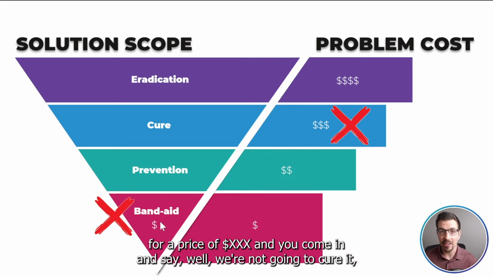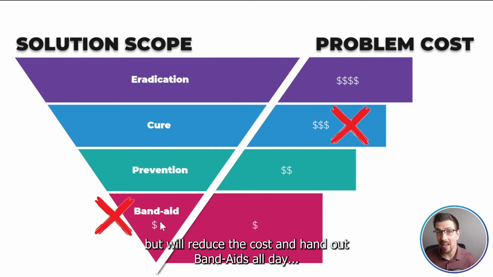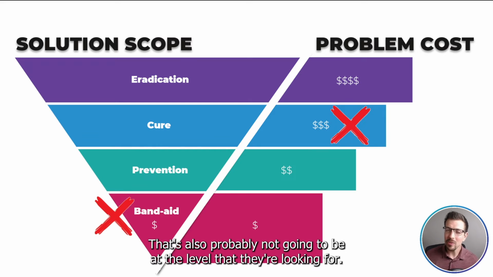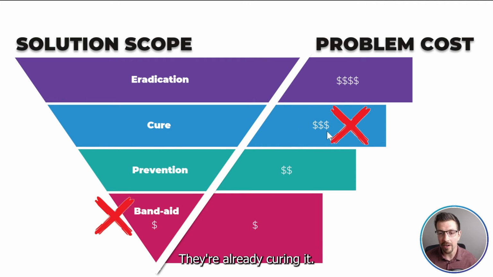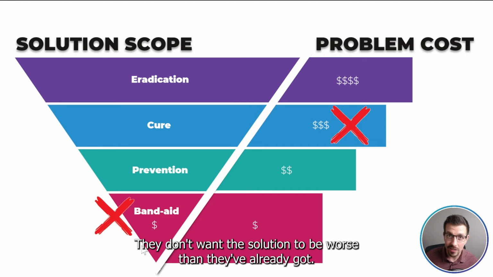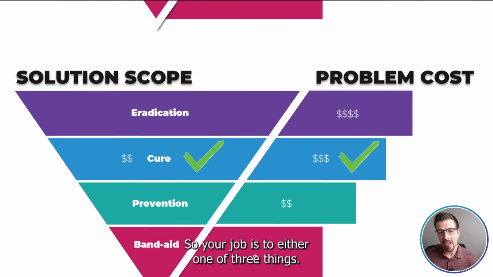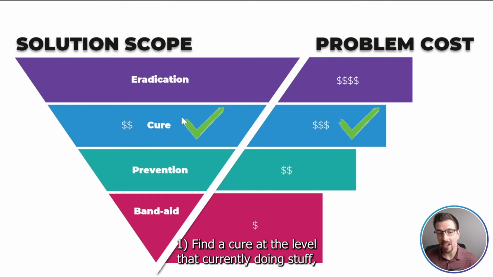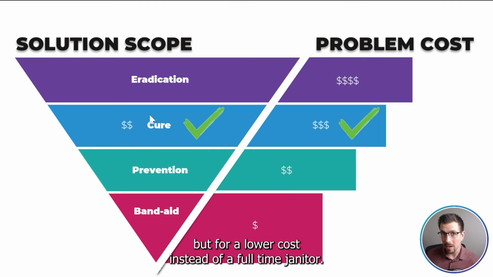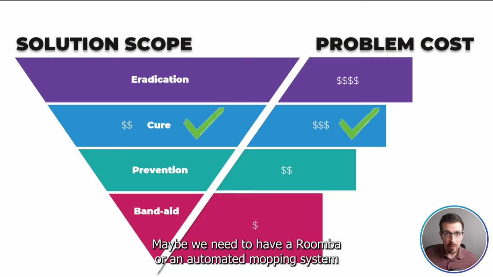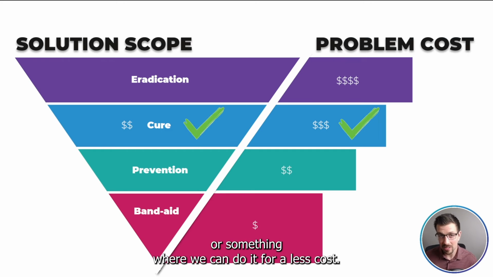Similarly, if somebody is currently curing a problem for a price of X, and you come in and say, well, we're not going to cure it, but we'll reduce the cost and hand out band-aids all day, that's also probably not going to be at the level that they're looking for. They're already curing it. They don't want the solution to be worse than they've already got. So your job is to do one of three things: find a cure at the level they're currently doing stuff, but for a lower cost. Instead of a full-time janitor, maybe we need to have a Roomba or an automated mopping system or something where we can do it for a lower cost.